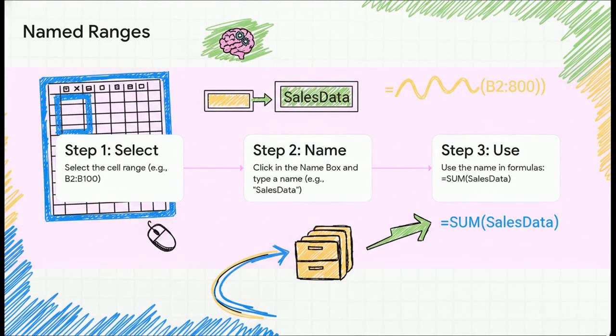Here's another power move for you: named ranges. Instead of writing a formula that looks like equals SUM B2 to B100, which is kind of hard to read, you can just give that whole range of cells a name, like sales data. Then your formula becomes equals SUM sales data. It's so much more readable and way easier to manage, especially in big spreadsheets.